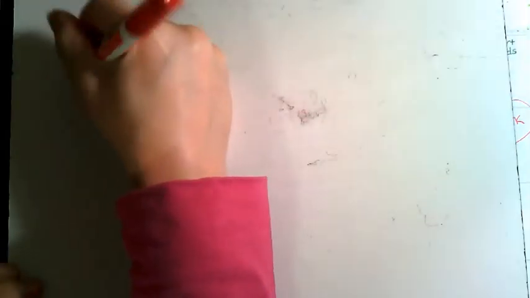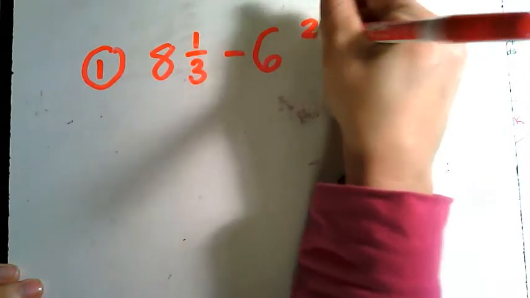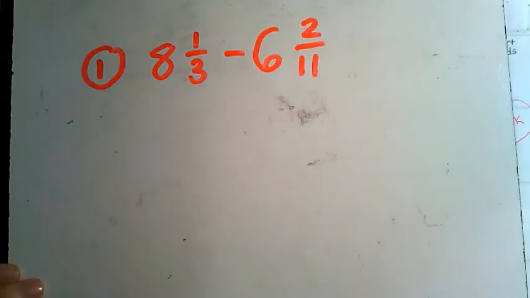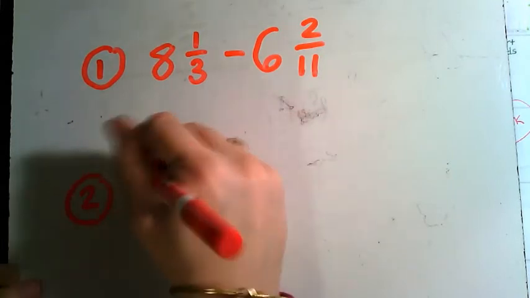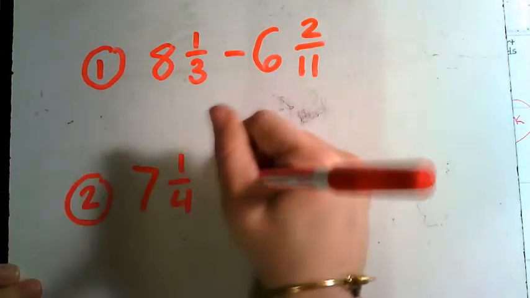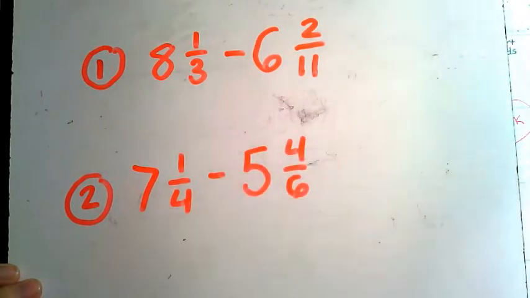All right, so here's your first problem. Your first problem is 8 1/3 minus 6 2/11. And your second problem is 7 1/4 minus 5 4/6.